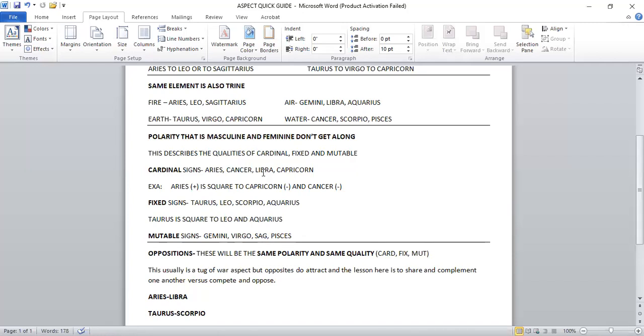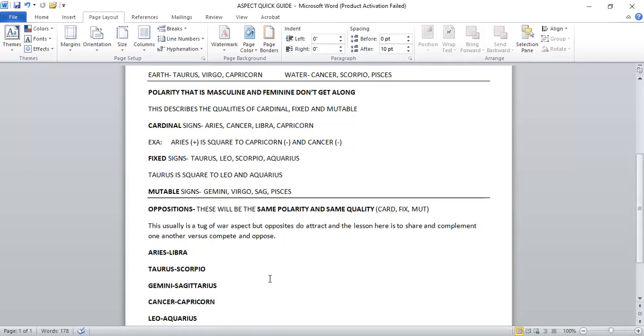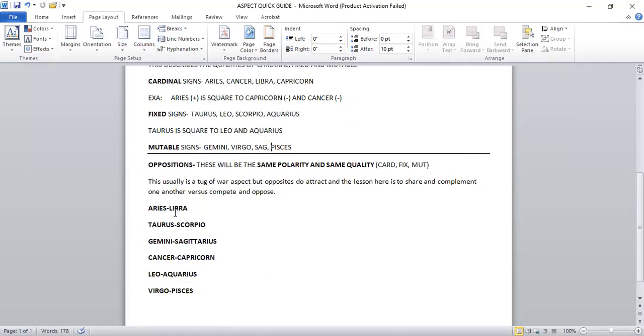So that's why I put here that this is usually a tug of war aspect, but opposites do attract, and the lesson here is to share and complement one another versus compete and oppose. So we see these are our opposing signs: Aries and Libra, both cardinal; Taurus and Scorpio, both fixed; Gemini, Sag, both mutable; Cancer, Capricorn, both cardinal; Leo, Aquarius, both fixed; and Virgo, Pisces, both mutable. So you can see how this rolls.